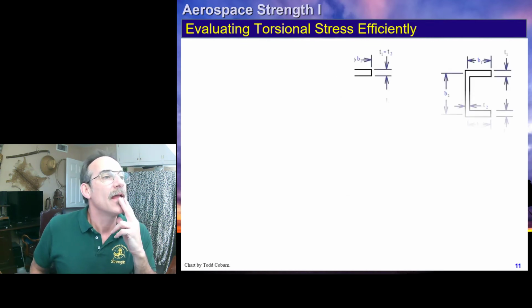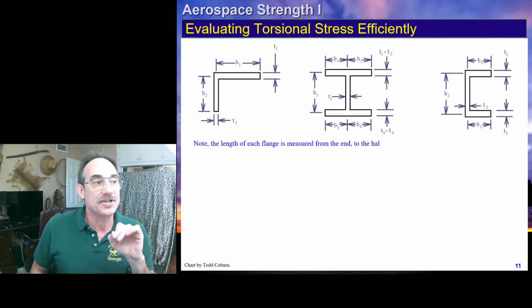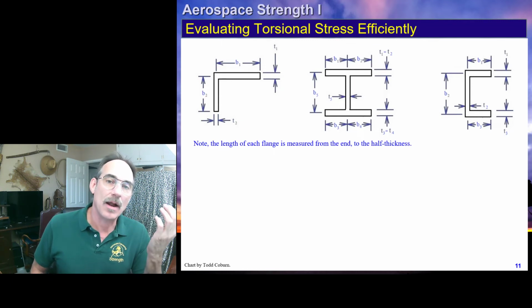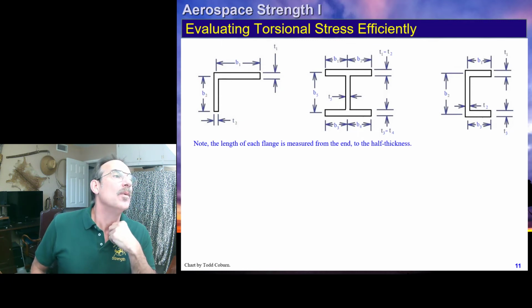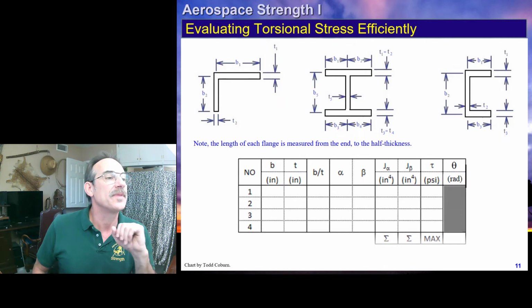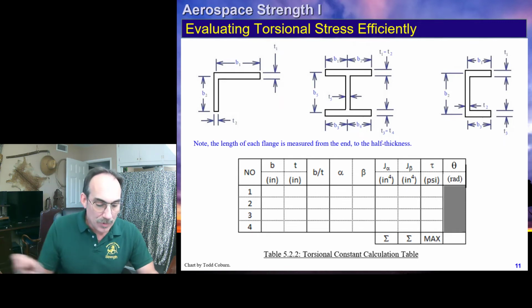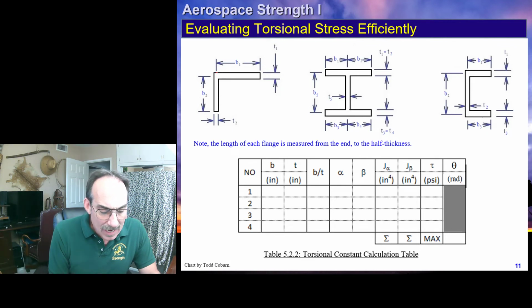Okay? All right. Now you'll notice here we've got 3 sections. Each of these will use what we talked about: the length of each flange being measured from the end to the half thickness. And if we want to analyze these, we're going to construct a table. So for section A, the angle, we would only have 2 flanges, B1 and B2. Now you'll notice these are labeled. What we would do here is go from the half thickness to the end. That's B1, and from the half thickness to the end.